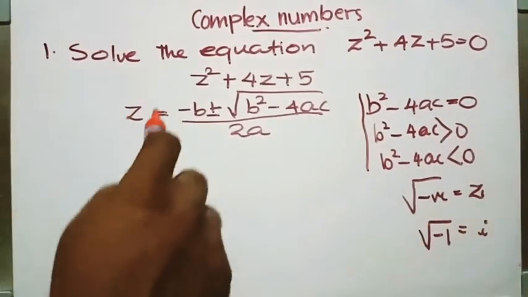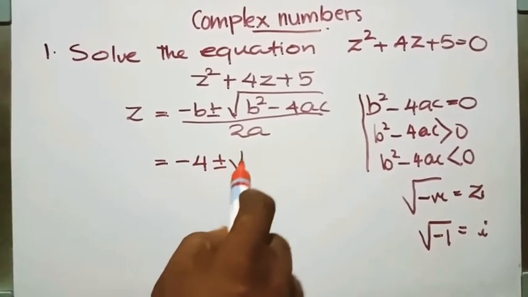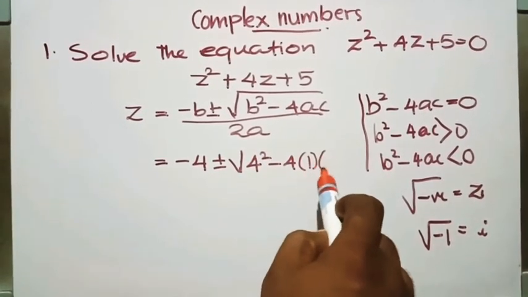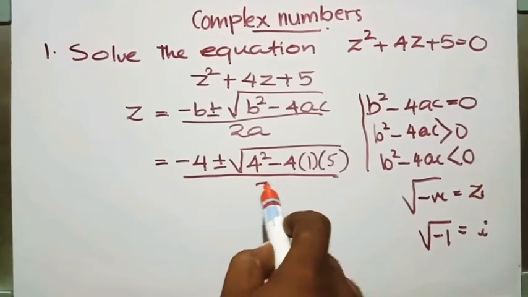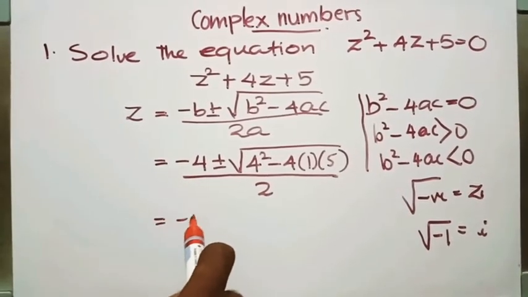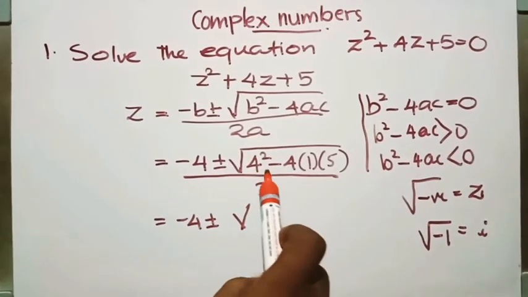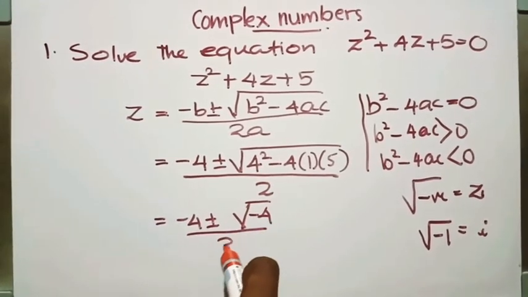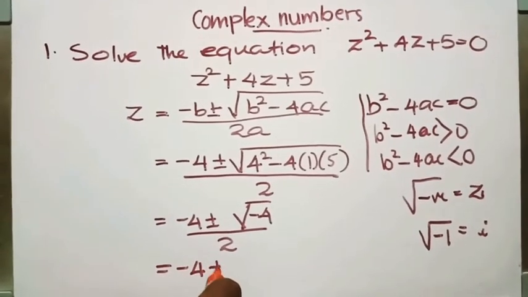Now let's substitute the values. We get minus 4 plus or minus square root of 4 squared minus 4 into 1 into 5, divided by 2a, that is 2 times 1, which is 2. That is equal to minus 4 plus or minus under the root. When you do this, what do you get? 16 minus 20, that is minus 4, divided by 2.